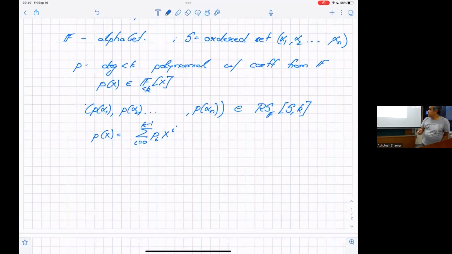And therefore, you can think of this particular Reed-Solomon code as mapping F to the k to F to the n. That's taking the polynomial P and mapping it to its evaluations P of alpha 1 onwards.